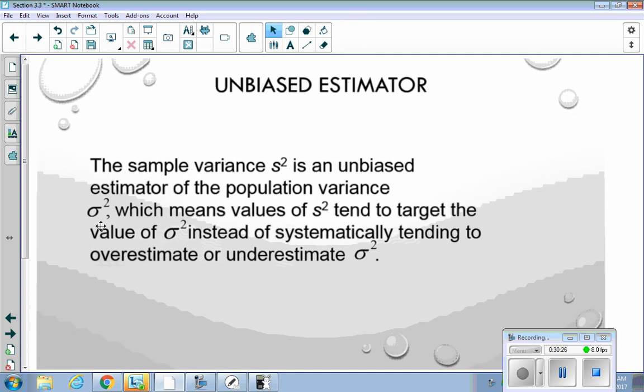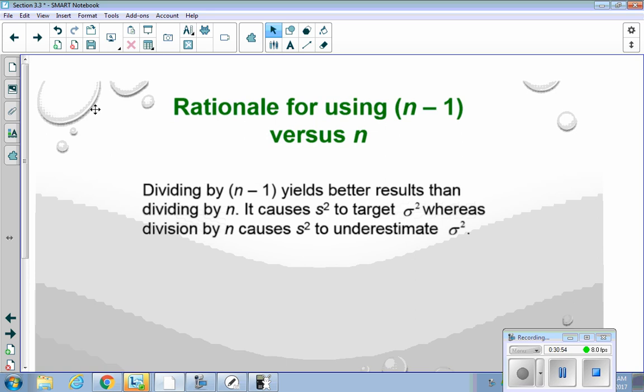The reason we'll be looking at the variance is because it's an unbiased estimator. What that means is that if I have a sample variance, that is a good indicator of what the population variance is. That's why I would want to use variance, because sometimes the standard deviation itself is not. We'll be talking about that again later. This is just telling you that we use n-1 instead of n because it targets better. We've learned that over the years.